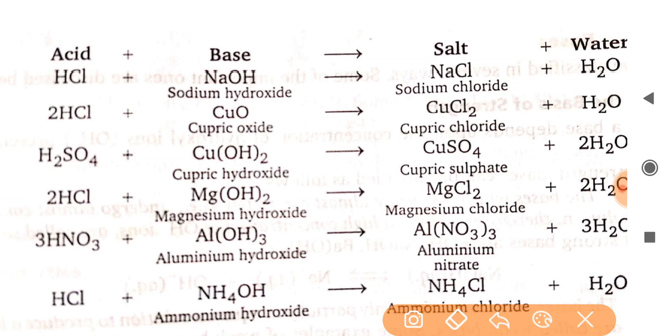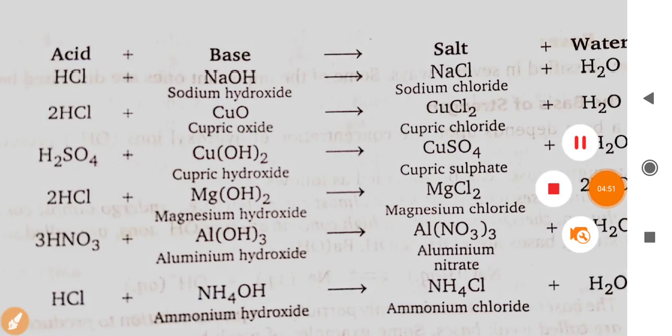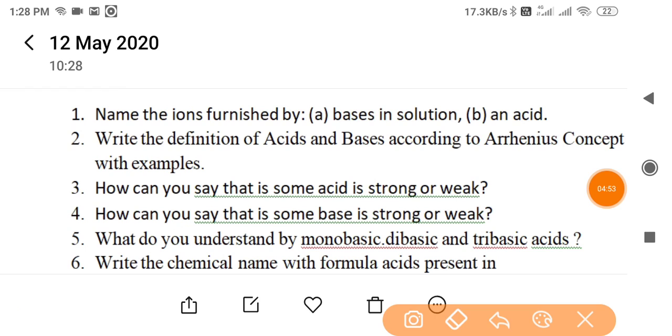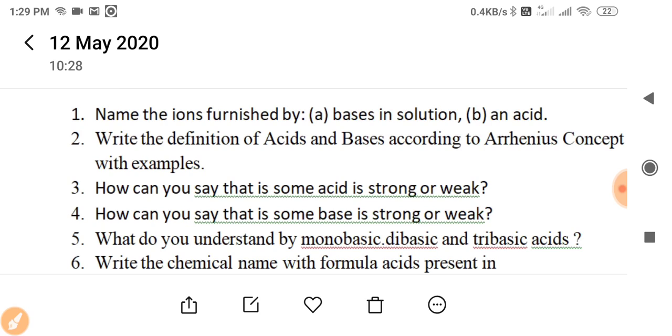There are many examples, and you can see from your books also what compound or what salt will be formed when an acid and a base react. Your next question is: how can you say whether an acid is strong or weak? We take the next question also because it is similar: how can you say whether a base is strong or weak? On which basis do you say that it is a strong acid or a weak acid?